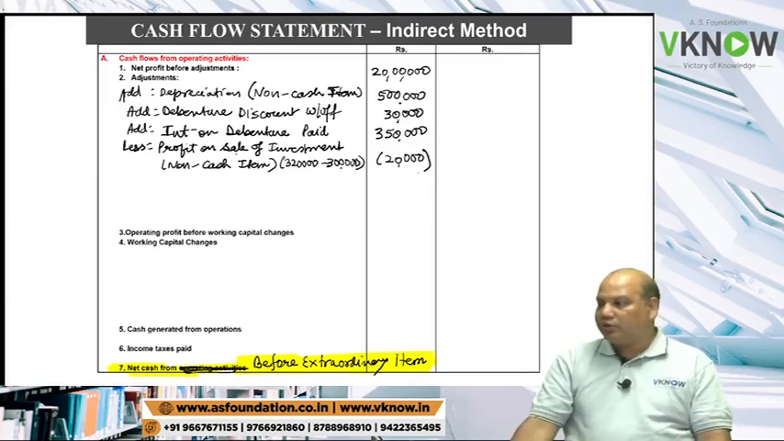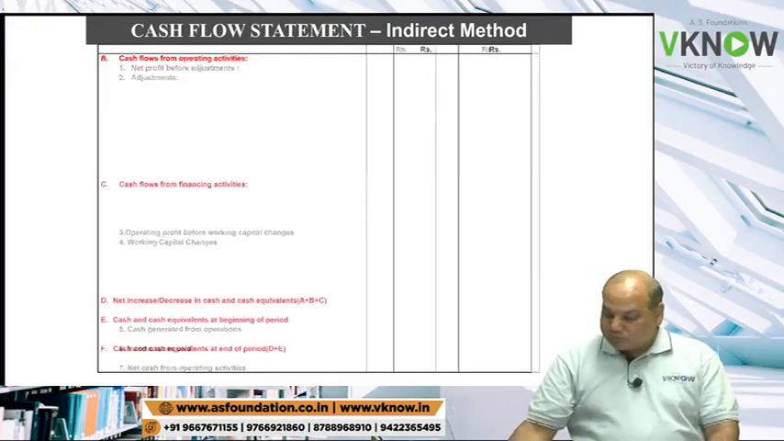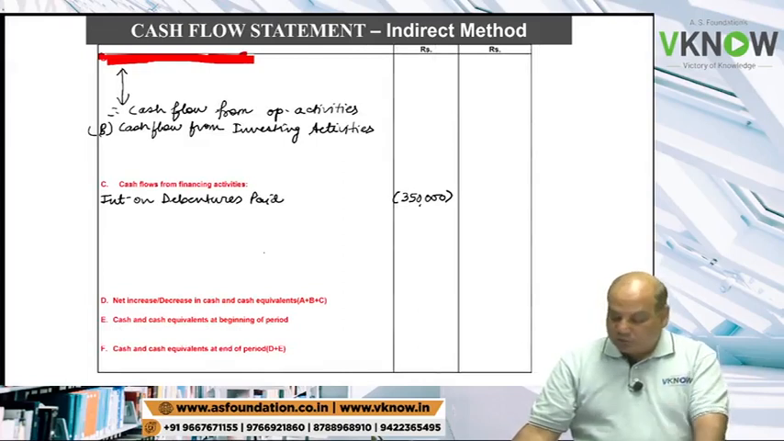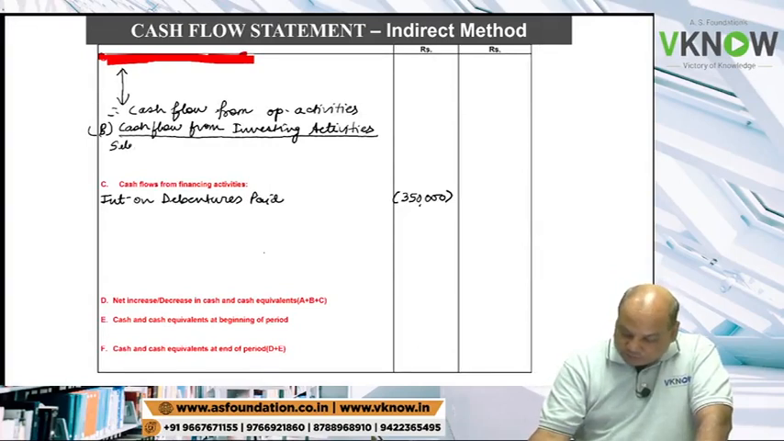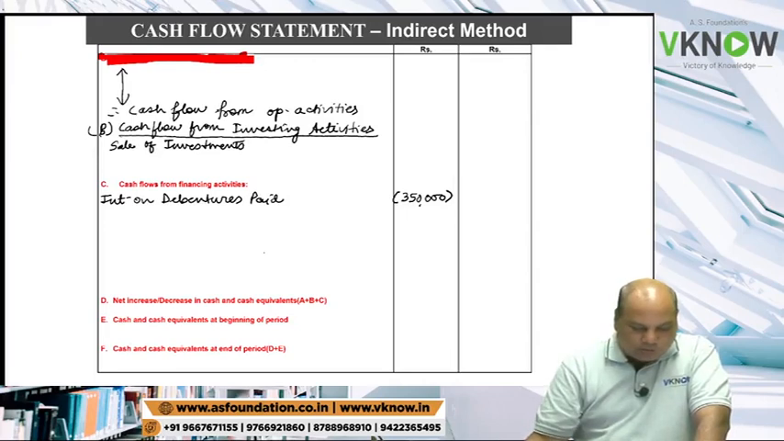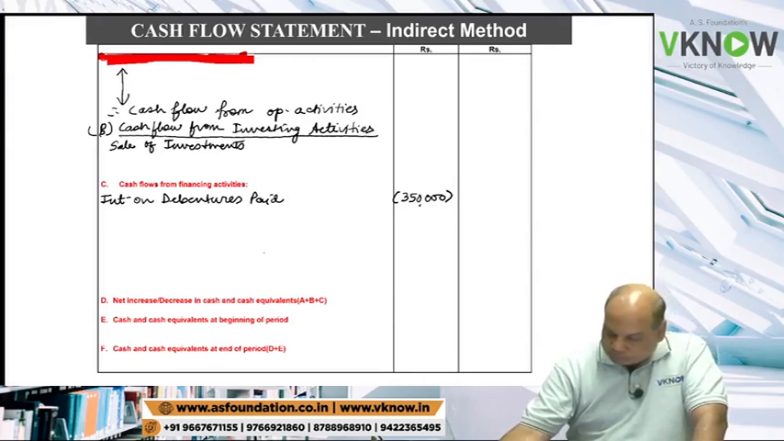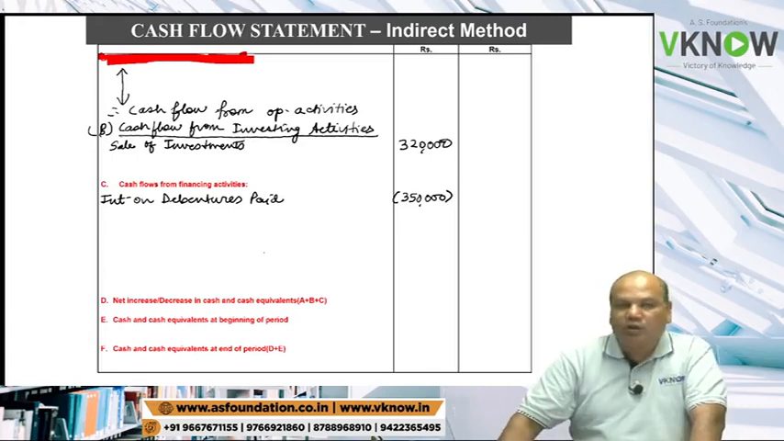That is 20,000, and the actual sale value you will write in investing activity. In investing activity, write down sale of investment, positive number 3,20,000.